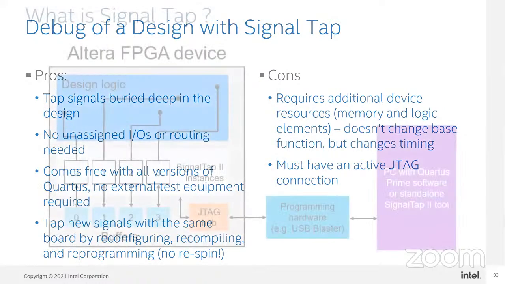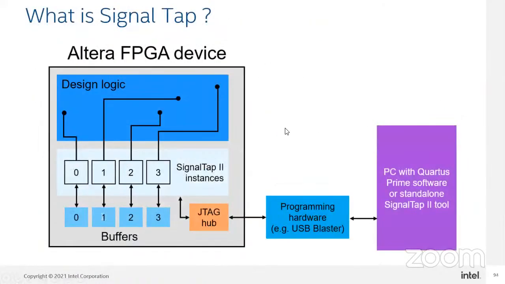Okay, how do we use Signal Tap? You can see that you require the Altera FPGA device where you have the JTAG hub. You need to have the USB Blaster, then you need to connect the board.